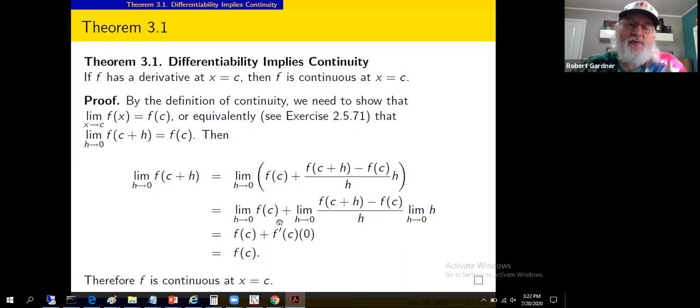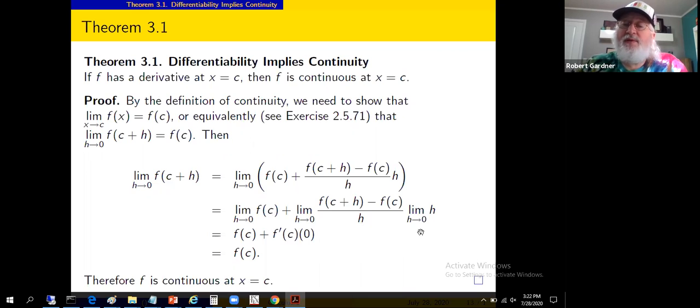Does the limit as h approaches 0 of f of c exist? Yeah, that's a constant, that's just f of c. How about the limit as h approaches 0 of f of c plus h minus f of c over h? That's from section 3.1. That's the derivative of f evaluated at c. By definition, that's f prime of c. You sure that exists? I am. f has a derivative at x equals c, and that's what it is, commonly denoted f prime of c. So right there's where we use the hypothesis that the function is differentiable at c.